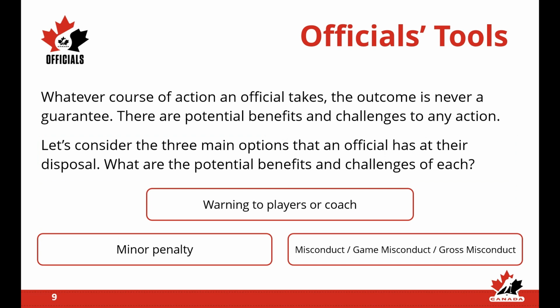So looking at those tools, there's a few we're going to focus on. Whatever course of action an official takes, the outcome is never a guarantee. There are potential benefits and challenges to any action. Let's consider the three main options that an official has at their disposal. What are the potential benefits and challenges of each? So the first, we talk about warning to players or coaches. We have the minor penalty option, and then we have our misconduct, game misconduct, or gross misconduct options.